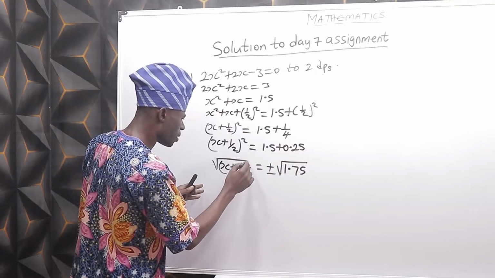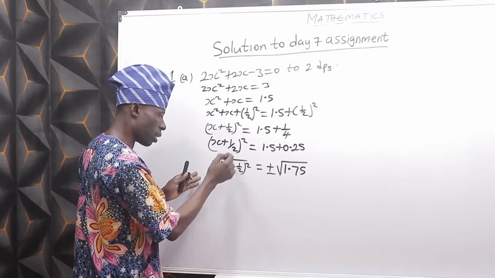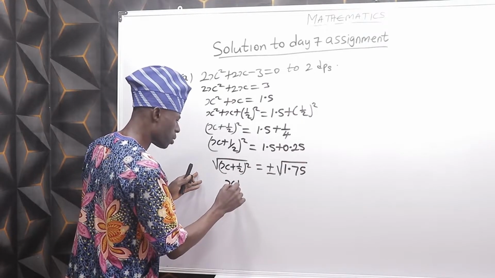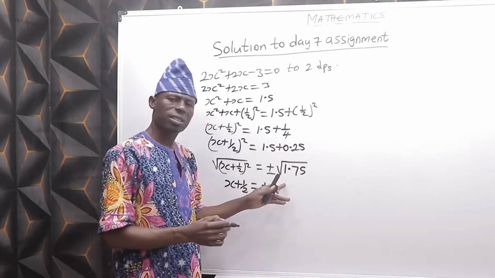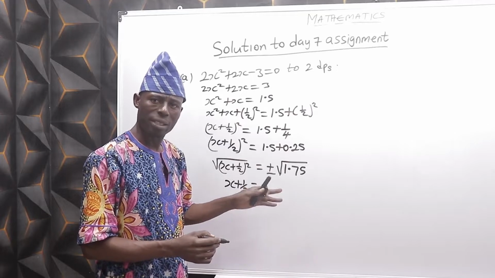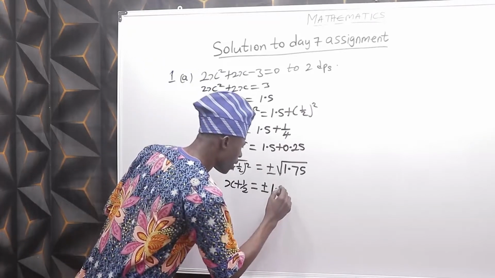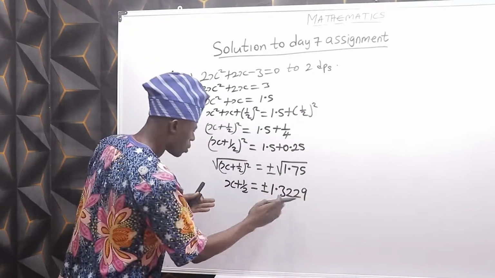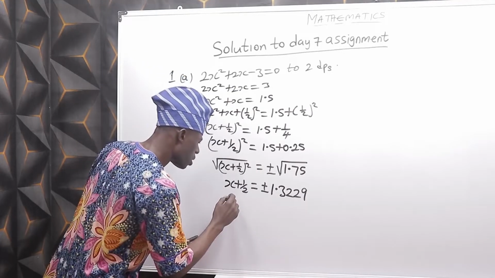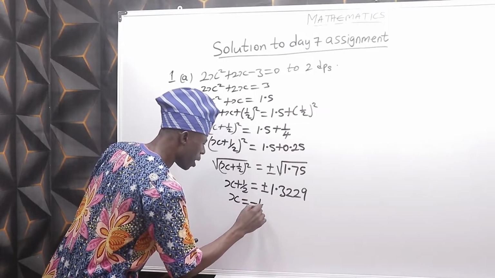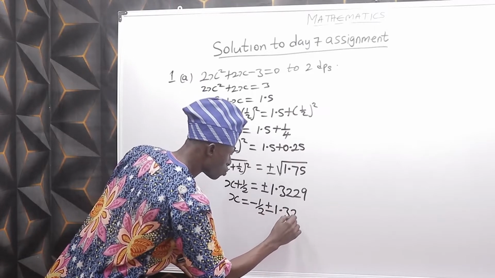So, this power 2 and this square root sign will take care of each other. This will cancel this to have x plus half, which is equal to plus or minus. What is the square root of 1.75? The square root of 1.75 is 1.3229. Separate this from this, as in collect the like terms. You have x equals minus half plus or minus 1.3229.